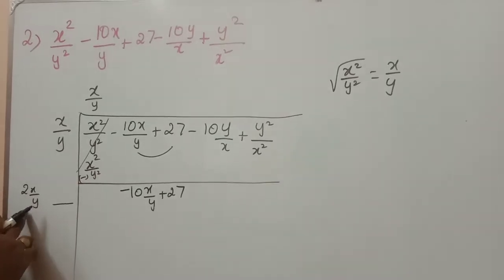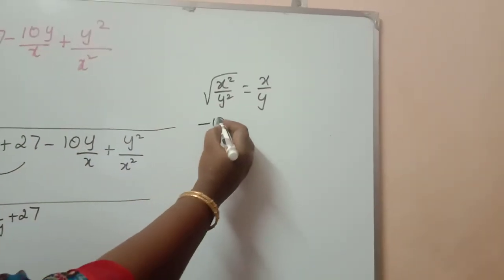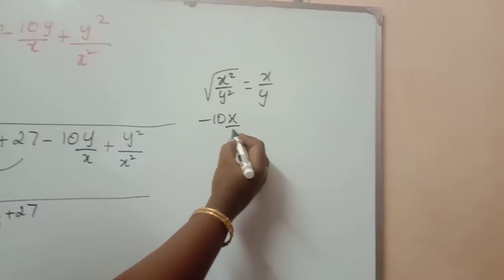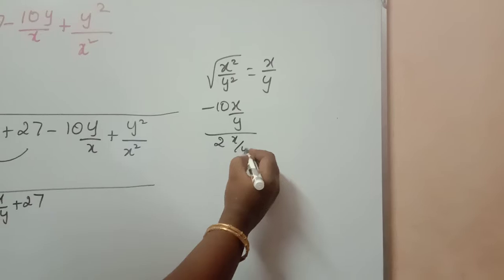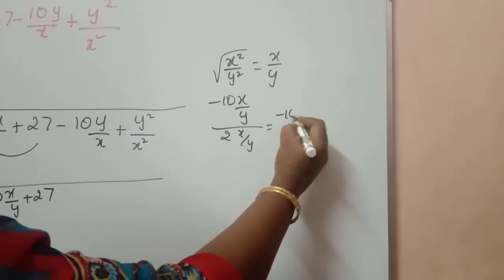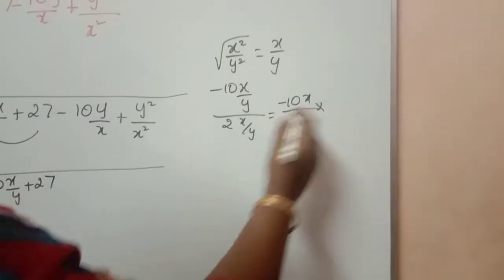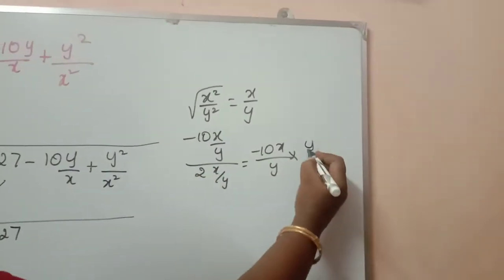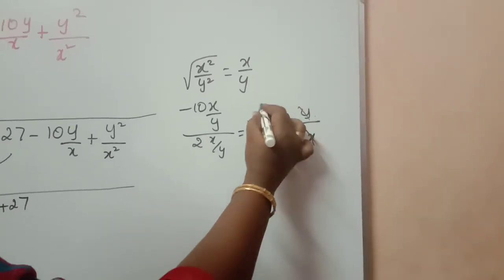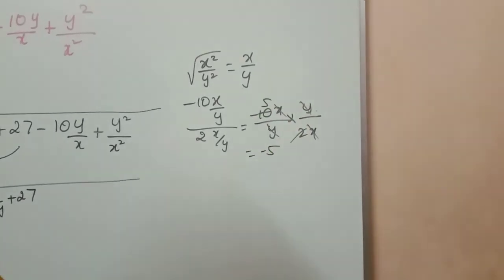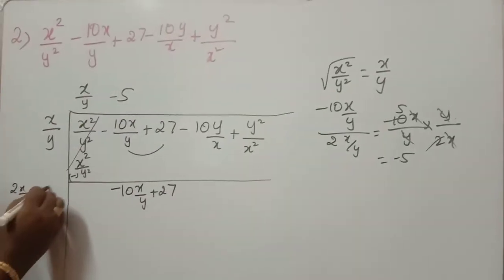Now we have to find one term here. Right hand side first term by left hand side first term. Minus 10 x by y divided by 2x by y. So minus 10, fraction in the numerator, write the same fraction. Fraction in the denominator, write its reciprocal. So x will be cancelled, y will be cancelled. So minus 5. So what we are getting, right at the top and at the left.